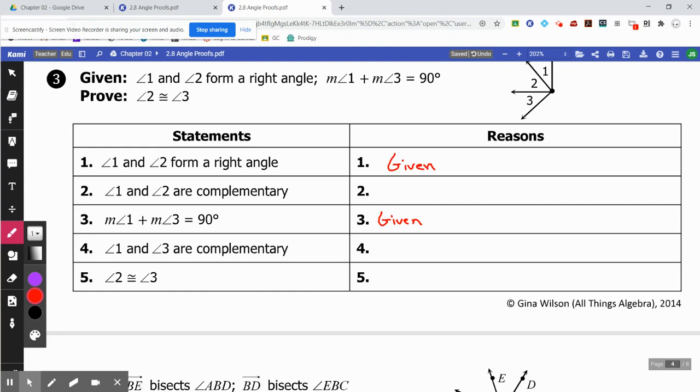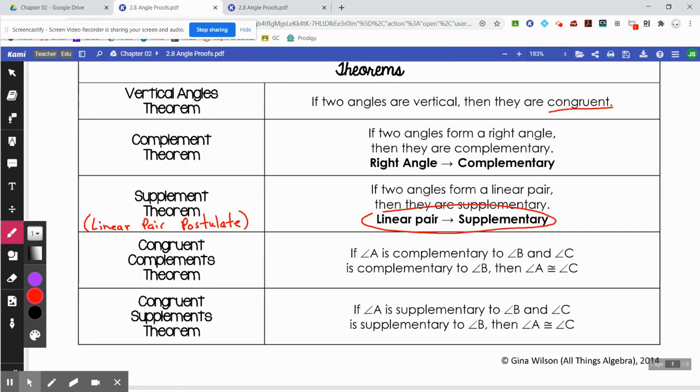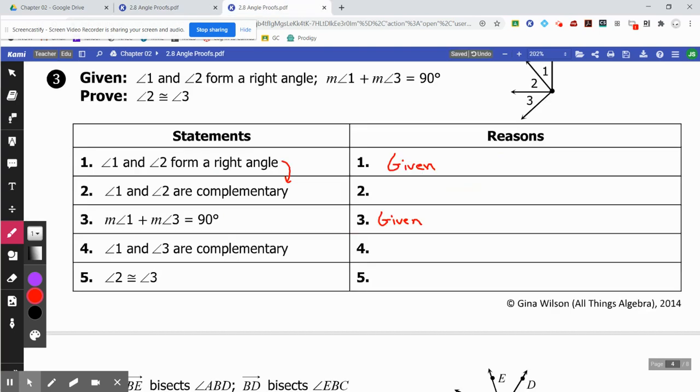Okay, the actual definition of complementary says if two angles add up to 90, then they are complementary. So if you put those together, yes, one implies the other. However, going from right angle to implying complementary is actually right here. Right angle implies complementary is the complement theorem. So that's going to be the reasoning behind number 2.